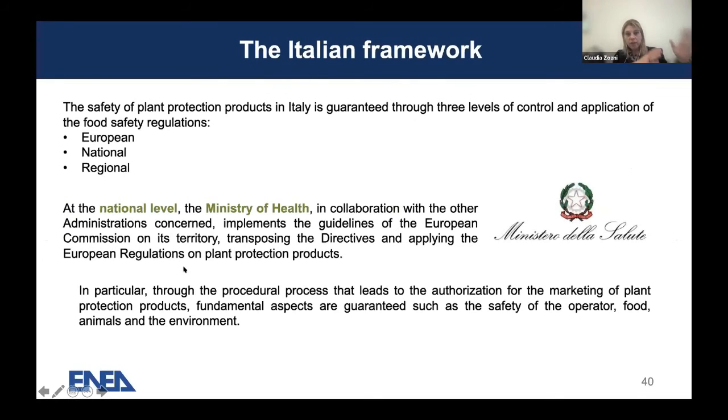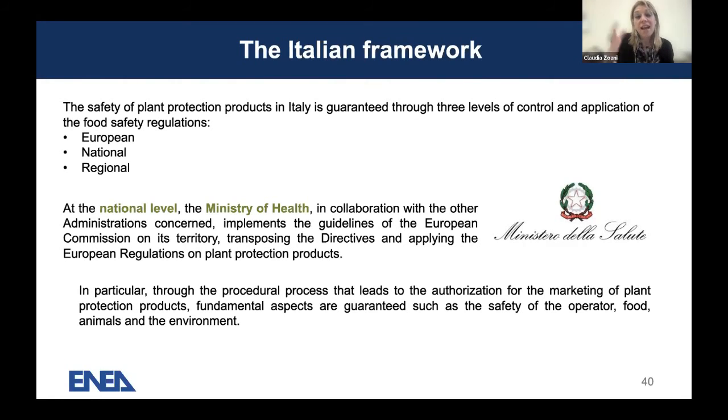Now, moving from the European framework to the Italian framework, we have to consider that at national level, the safety of plant protection products is guaranteed through 3 levels of control and application of the food safety regulation: the European one, the national one, and the regional one. First of all, we have the European one because, as we discussed, it is based on regulations. Therefore, they are immediately applied and effective also in Italy as member state.